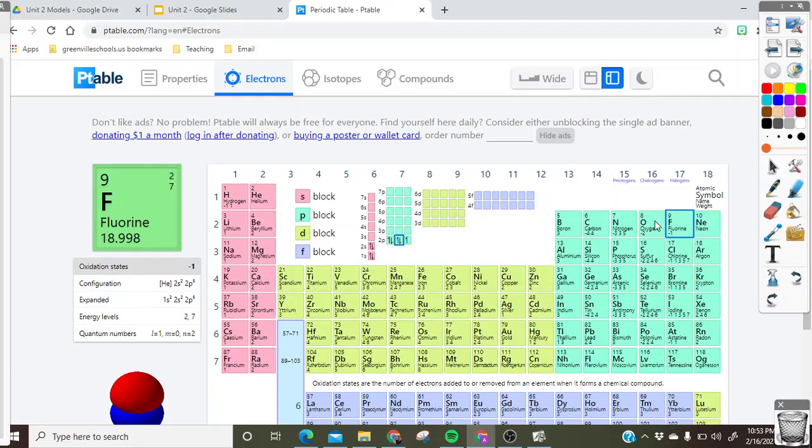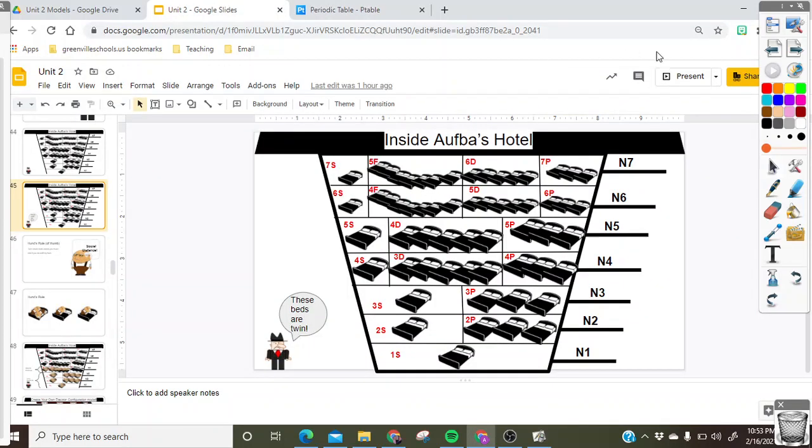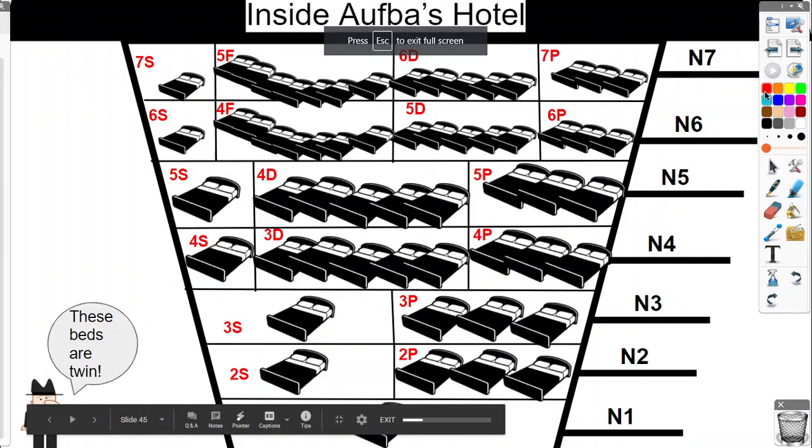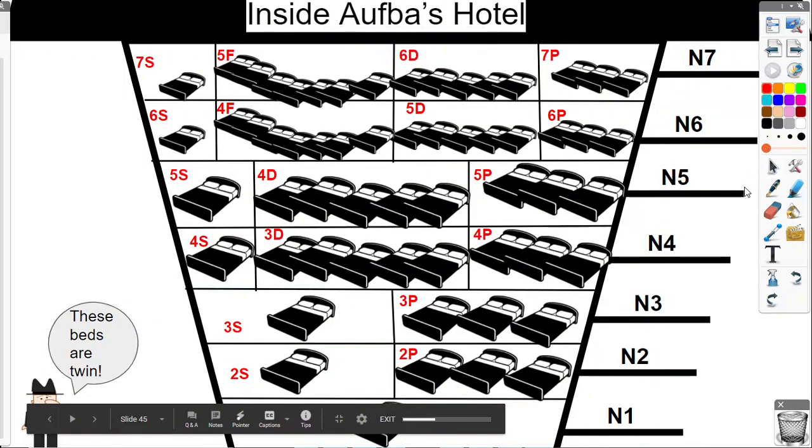Okay, so if we're trying to find out where fluorine would be located, first thing we're going to do is notice how many electrons it has. Fluorine has 9 electrons. So, when we put it in this hotel, we're going to follow Aufbau's rule and Hund's rule.